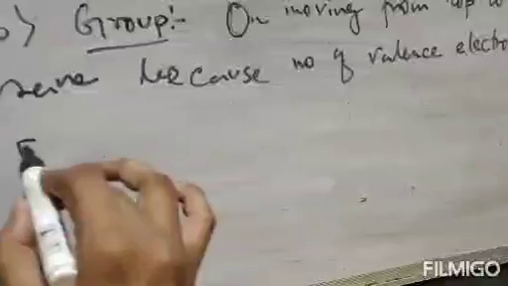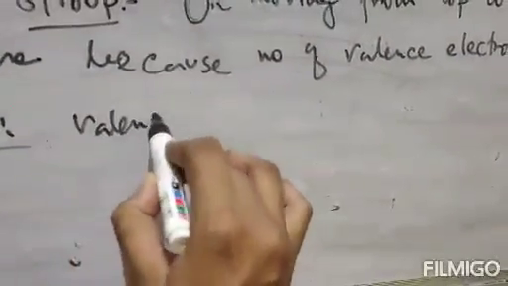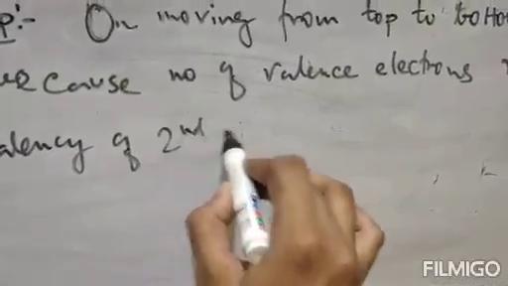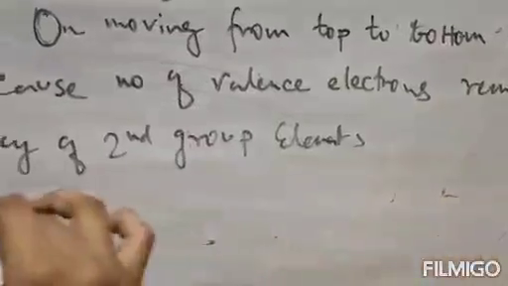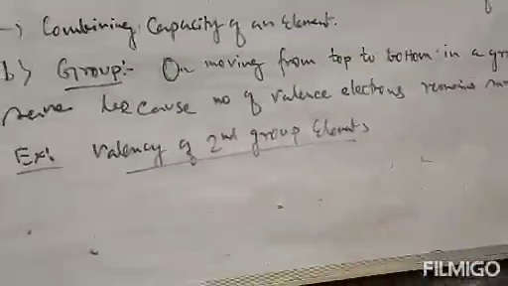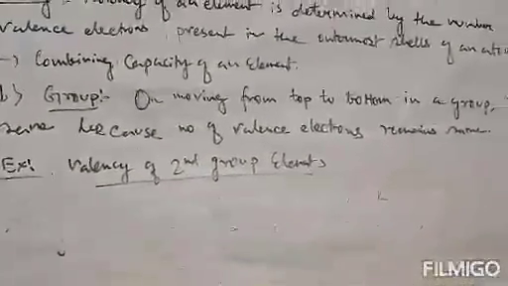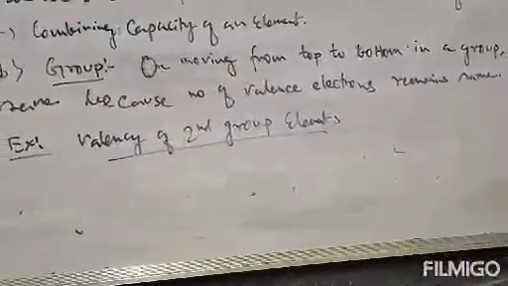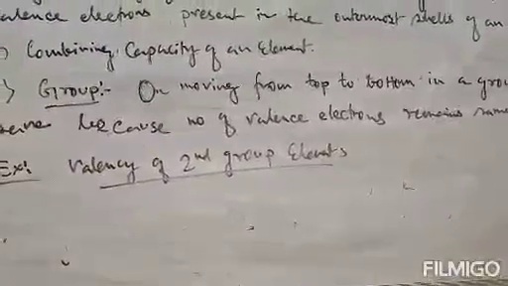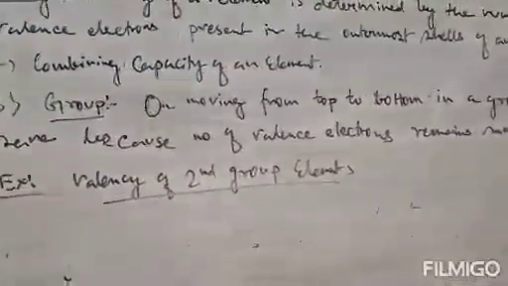So, an example: the valency of second group elements. Now there are periods and groups. In the second period the elements will be different, and in the second group the elements will be different, because period means horizontal rows and group means vertical columns.